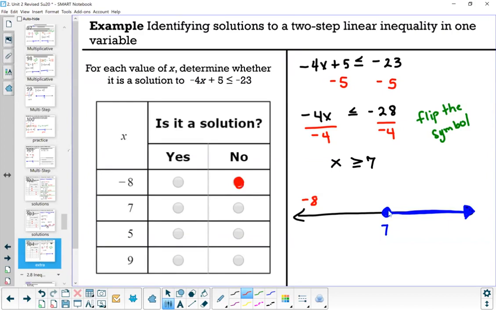Positive 7, this is 7, right? That's on the solid circle, so that is a solution. That's a yes. 5 would be about right here. So that's not on the shaded part. So that's going to be a no. And then 9 will be about right here. That is on the shaded part. So that's a yes.